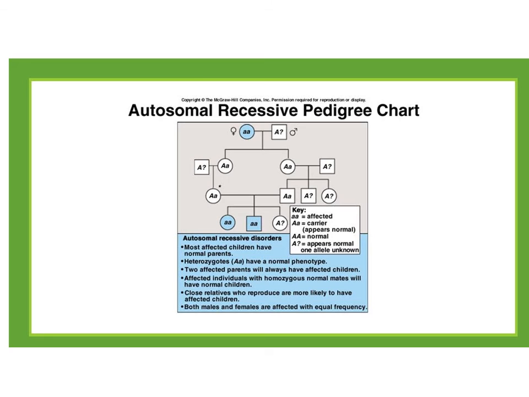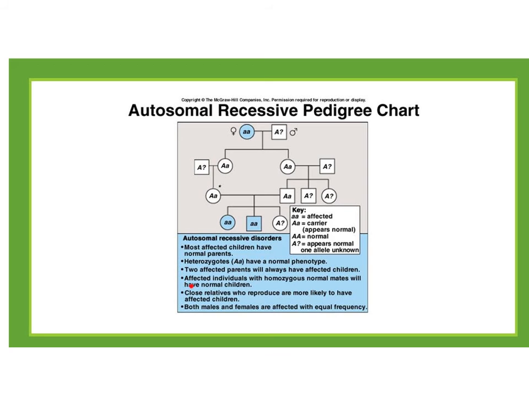So just some key points. Again, you don't have to write these down because if you just take the time to think it through, these will make sense to you. But most affected children have normal parents, right? These 2 children, they have normal parents. They're just carriers. Heterozygous people, or capital A, lowercase a, they're going to have a normal phenotype. So just because I carry the gene for cystic fibrosis doesn't mean I have it. I'm going to have normal lung function. 2 affected parents will always have affected children, right? They have no other option but to give that recessive allele.